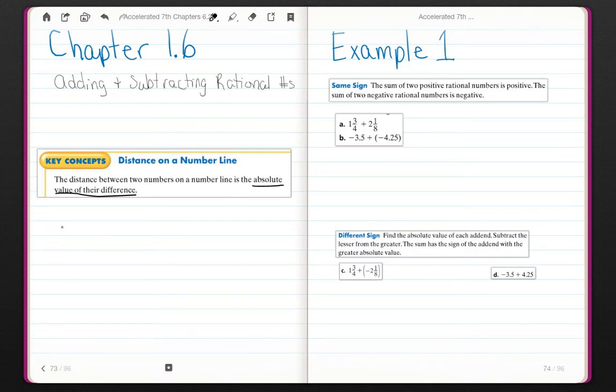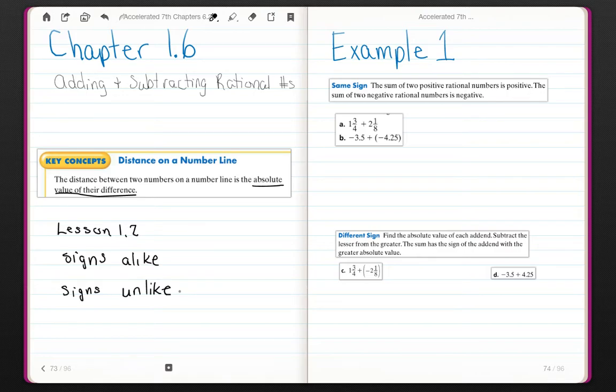What I'd like you to remember is the rules from lesson 1.2 about signs alike when adding versus signs unlike when adding. Okay, if you don't remember them, go back and look at lesson 1.2 really fast so that you can clarify. So, example 1, same sign.